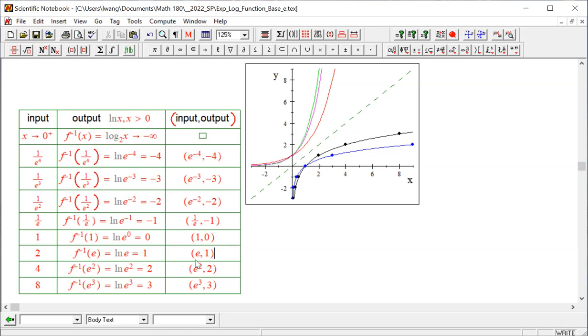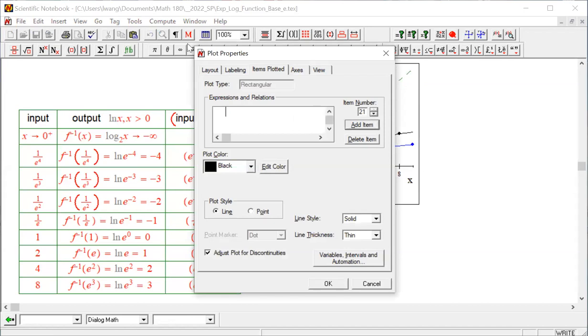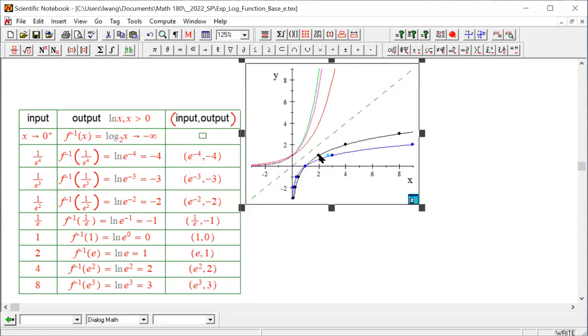Then e, 1. I'm going to put that point in place, using the color right here. The point is right there. You can see it's between log base 2 of x and log base 3 of x.